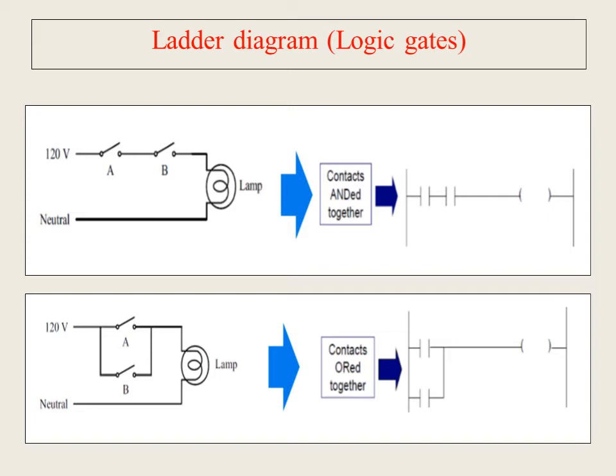That kind of representation in the ladder diagram is shown on the left hand side. So we are using two normally open kinds of contacts.